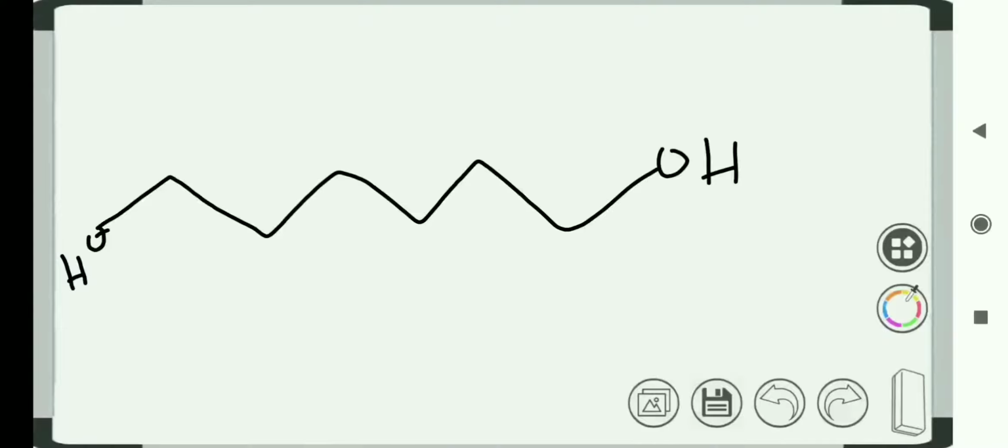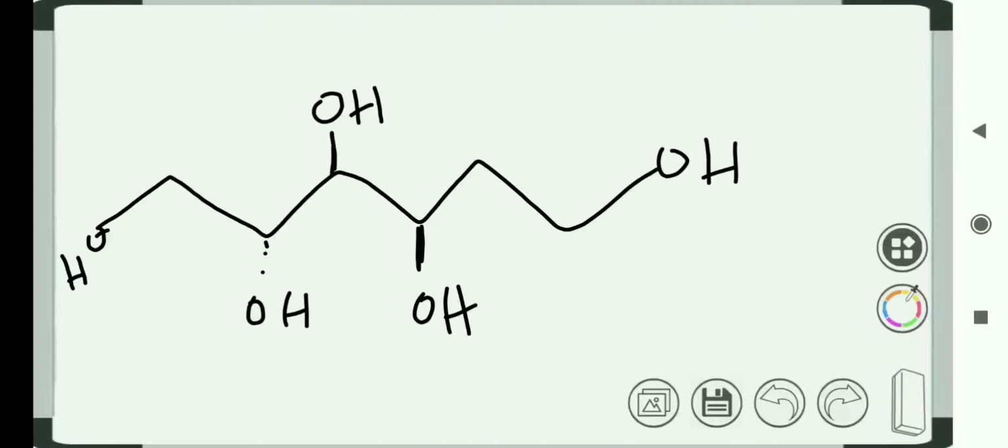Then here, hydroxyl. Then here a wedge bond, we are going to see the wedge bond hydroxyl. Here also the wedge bond hydroxyl. Then followed by dotted hydroxyl here. Okay, so totally we have 6 hydroxyl groups.